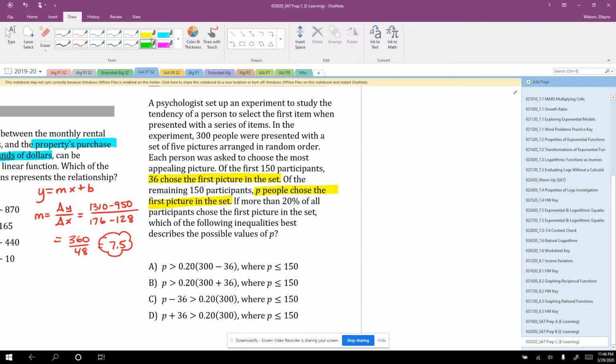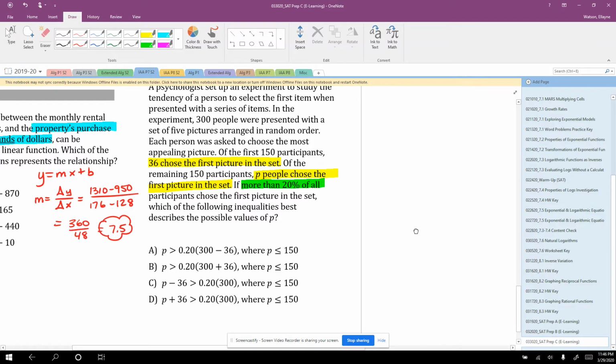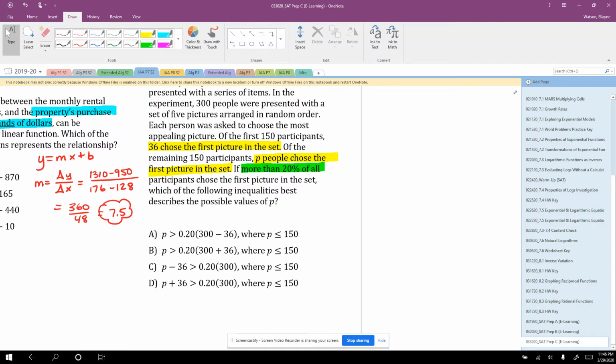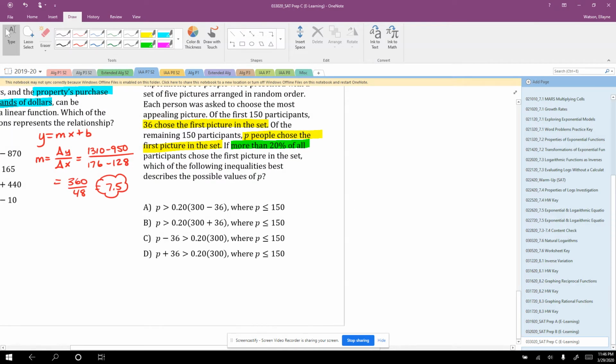If more than 20% of all participants chose the first picture, which of the following inequalities best describes the possible values of P? So again, P is the number of people that chose the first picture out of the second 150. Okay, and then this is what we know. We know that 36 people plus P chose the first picture, right? 36 people plus P out of 300. Okay, that's our ratio. Chose the first picture.